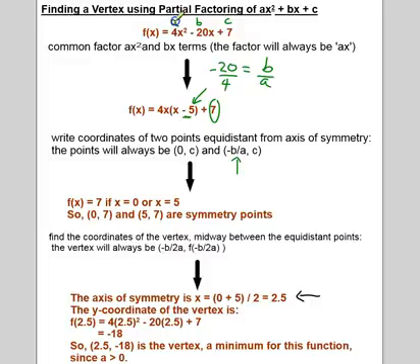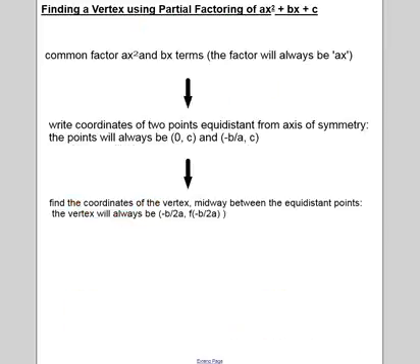The y-coordinate, again, this is a function. Just substitute it into the function machine. F of 2.5 gives us negative 18, so (2.5, negative 18) is the vertex, and in this case, this is an upward opening parabola. It has a leading coefficient of positive 4, and so that would be a minimum for the function. So my recommendation is that you memorize this method and understand why it works, and you'll find it quite successful at determining maximum or minimum.